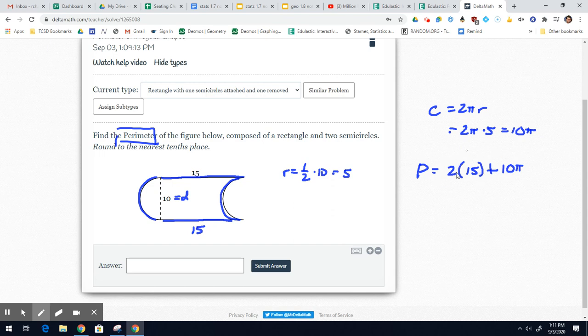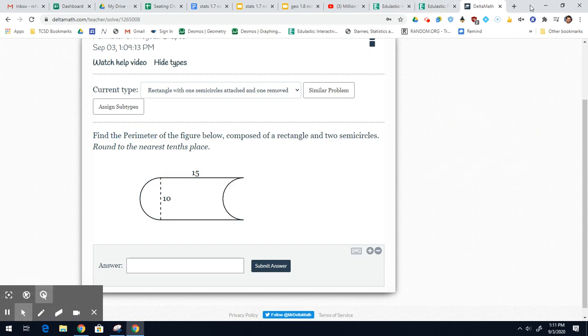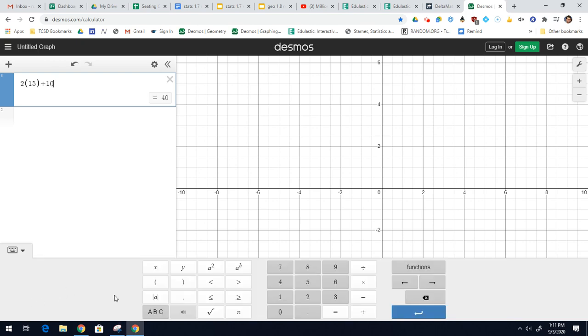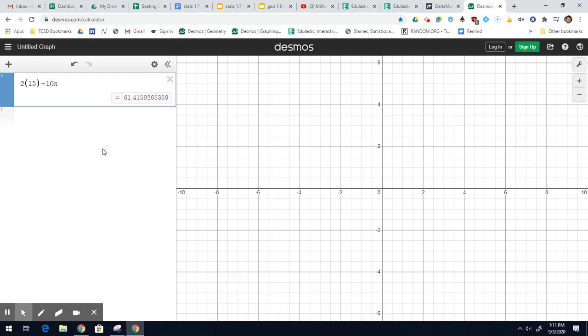So I'm going to type this into the Desmos graphing calculator. So let me get my calculator, not geometry calculator. So I said it's 2 times 15 plus 10 pi. And I can use, hold on a second, Alt T, the keyboard has the pi button right there. You can also type in the letters PI and it'll do it as well. And there I go. So that is 61.41.